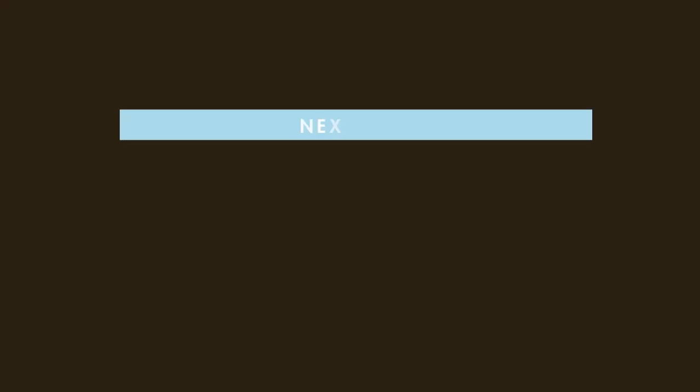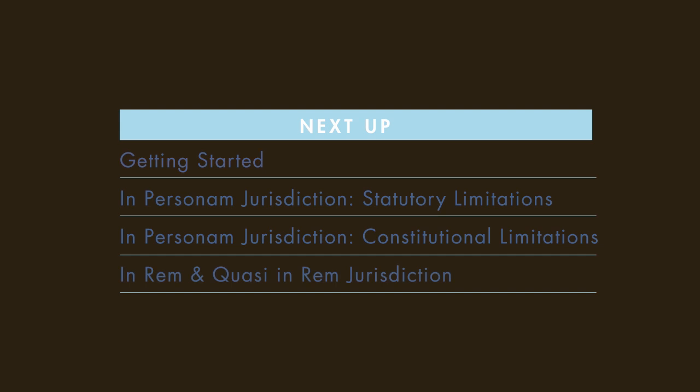In this tutorial, you will learn about the constitutional and statutory limitations on a court's power to exercise personal jurisdiction over a defendant. By the end of this tutorial, you will be able to recognize when a court has personal jurisdiction and when it does not. Now that we've introduced some key concepts, let's take a brief quiz.